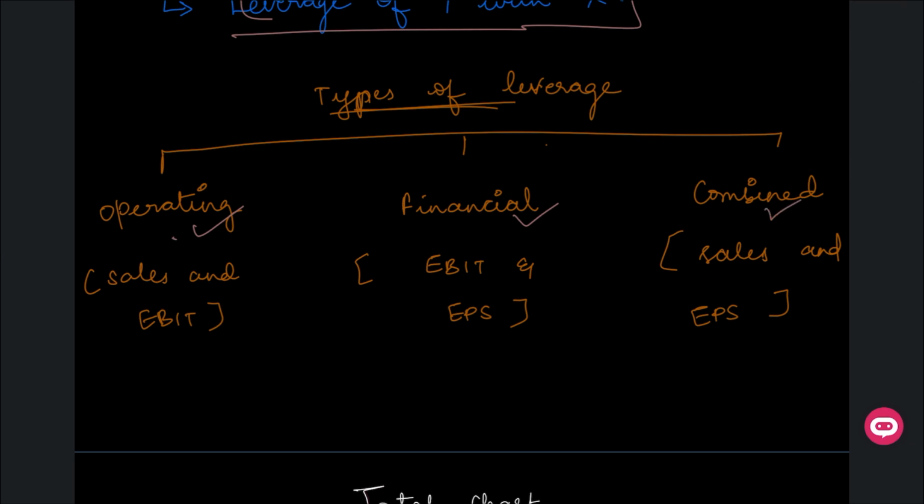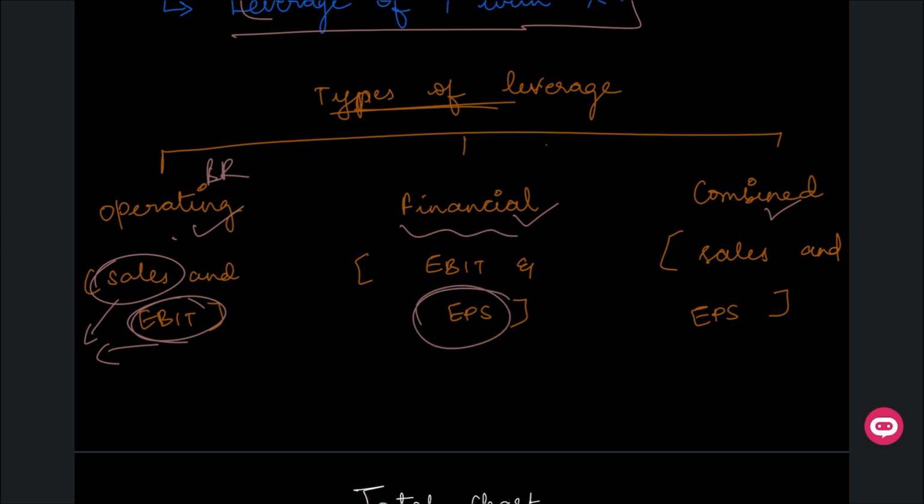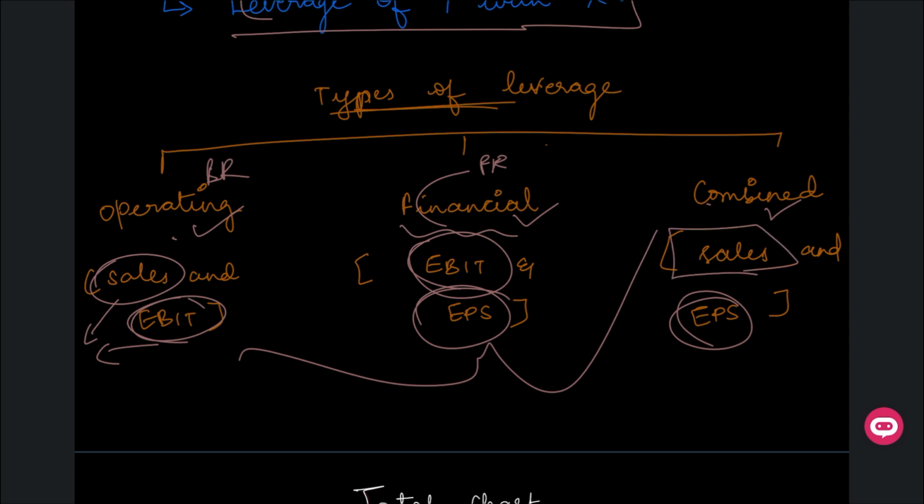Operating leverage is directly related to the business risk, and it is the leverage of EBIT with sales. How is EBIT changing because of changing sales? Next is financial leverage. How is EPS changing because of EBIT? This financial leverage is again related to the financial risk. Third is combined leverage, which is a combination of both of these. So how is your EPS affected by changes in sales?